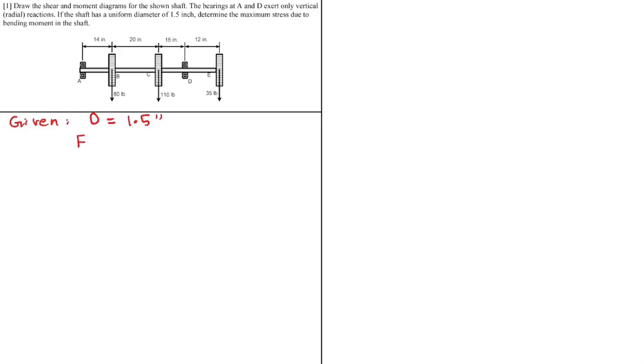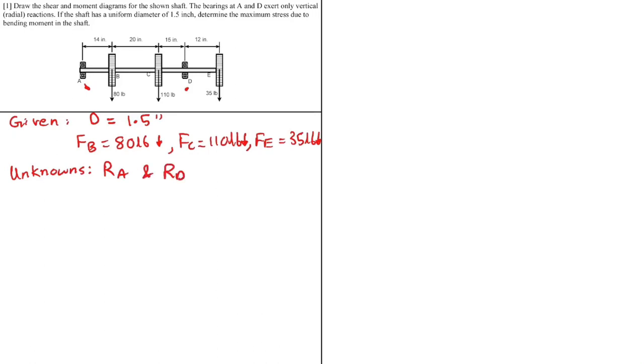and we are also aware from the figure that the force on gear B, F_B, is equal to 80 pounds and it's downward. Force at C is equal to 110 pounds and force at E is equal to 35 pounds. All are in the downward direction, or negative direction. What are our unknowns? The unknowns are actually the reaction at A and reaction at D, R_A and R_D. Alright. So now we need to start with the first step, which is to draw a free body diagram.